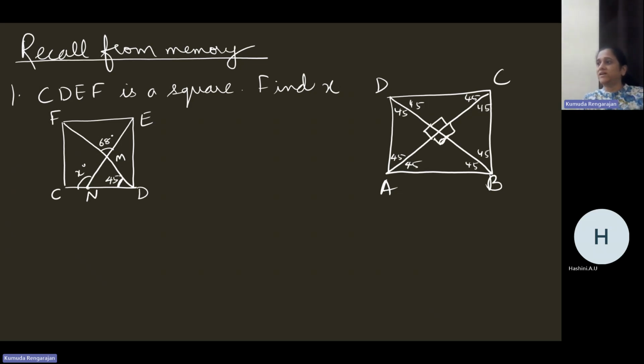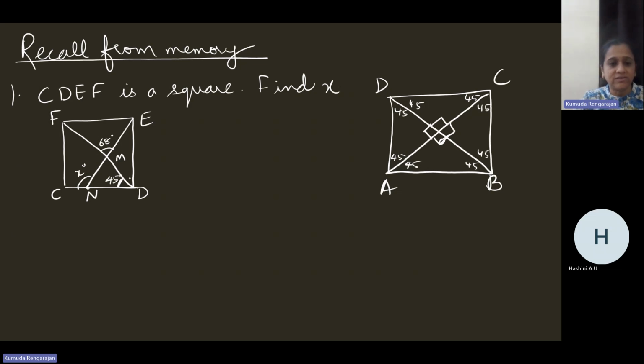So there is nothing to find in a square. All the angles are fixed, not in any other shape. Any square, big or small, the diagonals bisect the corner angles and are perpendicular to each other. But you see here, NE is not the diagonal. NE is a line segment of the square.